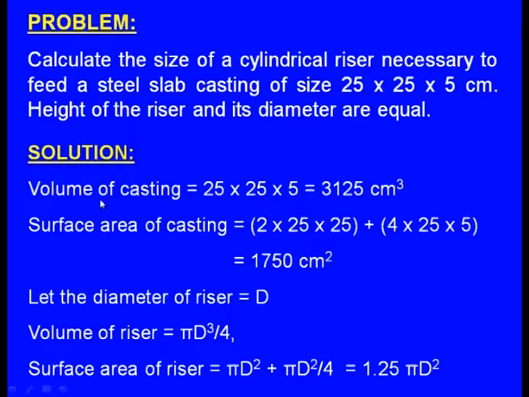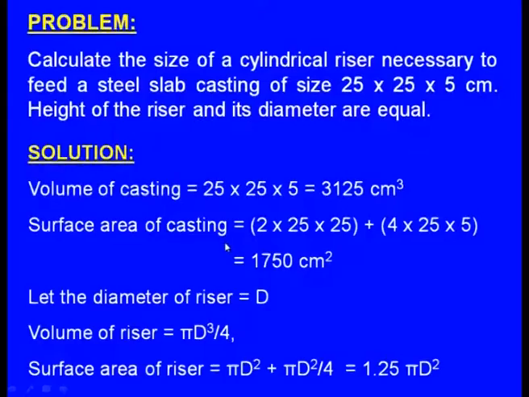Now, this is the solution. The volume of the casting, this is simple geometry, 25 × 25 × 5, that is equal to 3125 cubic centimeters. Now, the surface area of the casting, it has 6 surfaces. The 25 × 25 surfaces, there are 2, so 2 × 25 × 25. Similarly, the 25 × 5 surfaces, there are actually 4, so 4 × 25 × 5. So, the surface area of the casting is equal to 1750 square centimeters.